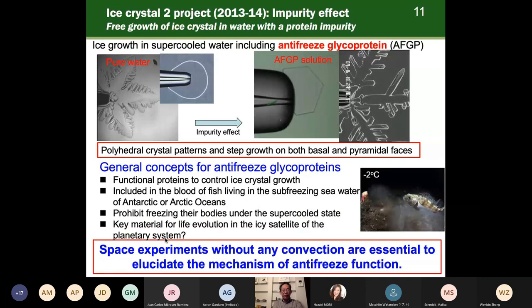For the second experiment, we tried to detect the impurity effect on ice crystal growth. As an impurity, we used antifreeze glycoprotein, which is a very special protein found in fishes living underneath sea ice. Underneath the sea ice, the seawater temperature is about minus 2 degrees Celsius. In this cold temperature, we can find many kinds of fishes like this. Their body temperature is about minus 2 degrees Celsius, the same as the water temperature, but they never freeze at that low temperature.